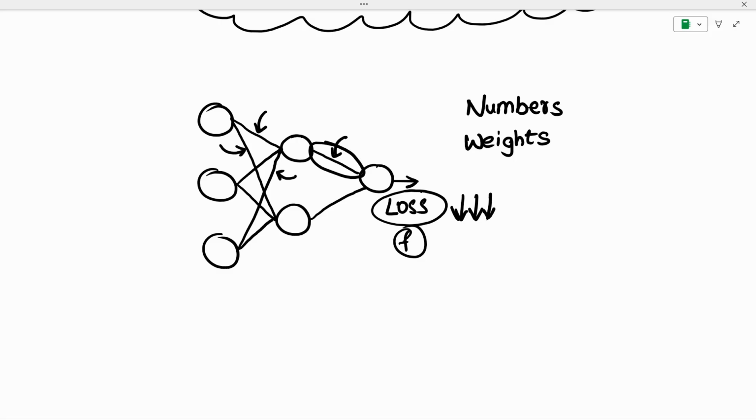But here's the tricky part. I might have millions or billions of weights in my network. How do I know which ones to change and in which direction do I need to change them? Should I increase the weights? Should I decrease the weights? How would I know this? So this is where the concept of gradients comes in.